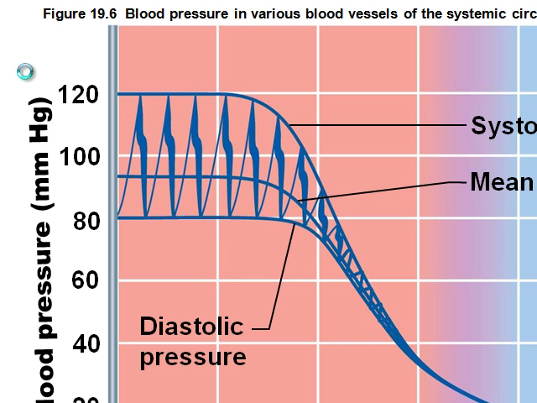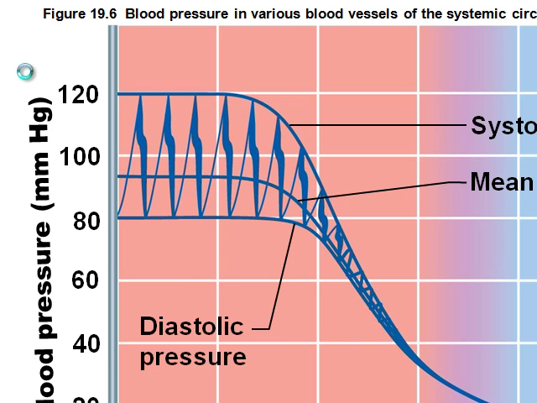So as blood moves through the arterial system, you see a sudden drop as the tubes start getting smaller. So in the arterioles and in the capillary beds, pressure goes down significantly. So capillary pressure is much, much lower than we see in the arteries. Venous blood pressure is even lower.